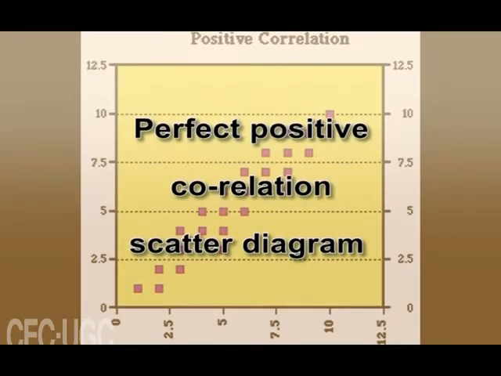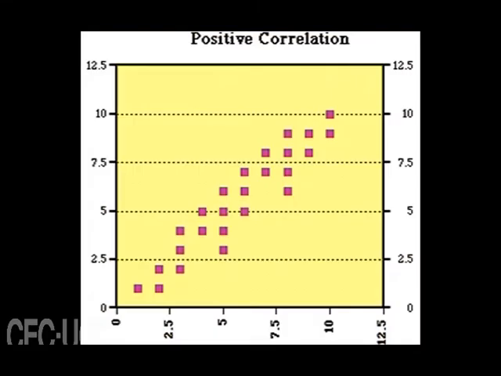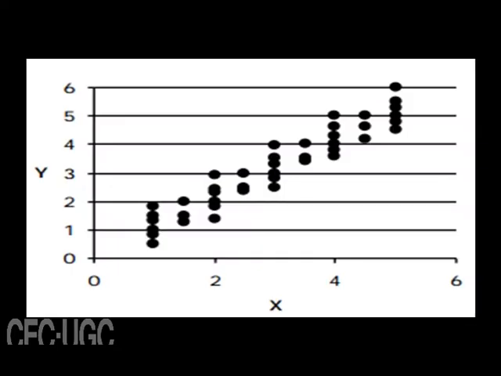Perfect positive correlation scatter diagram. This diagram shows that an increase in the y variable corresponds to an increase in the x variable, as you can see on the screen. So, this is the perfect positive correlation scatter diagram.